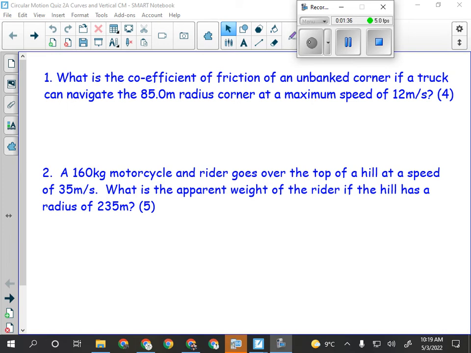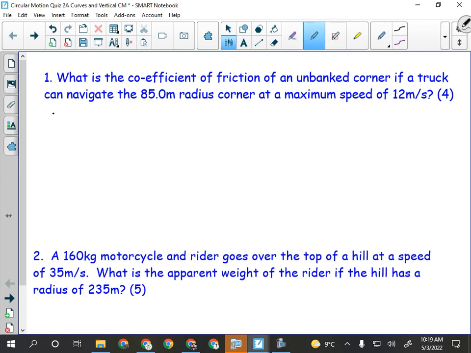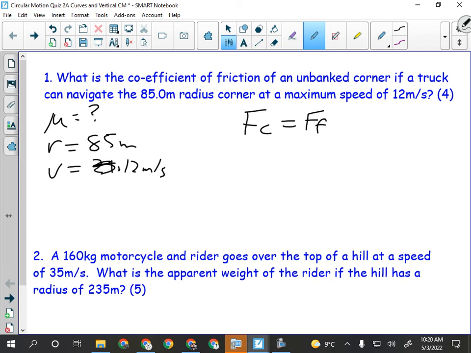Okay, so for our first one, we're looking at the coefficient of friction of an unbanked curve. So obviously, what acts as the centripetal force for an unbanked curve? Friction. So here's what we know. We're looking for mu. The radius of the corner is 85 meters, and the speed at which it can be taken is 12 meters per second. Because this is an unbanked curve, the centripetal force is provided by the force of friction. It keeps you from sliding out, static friction in particular.